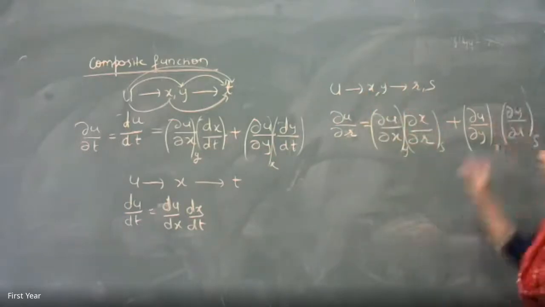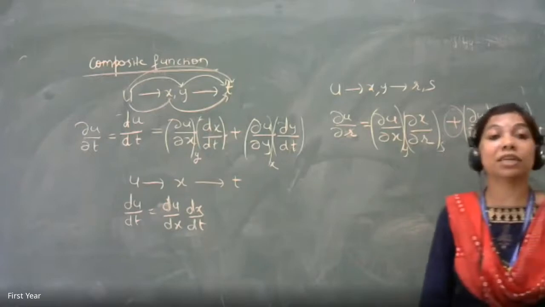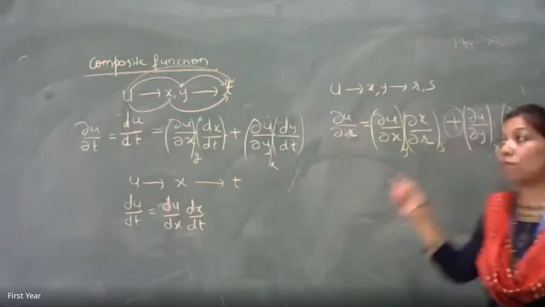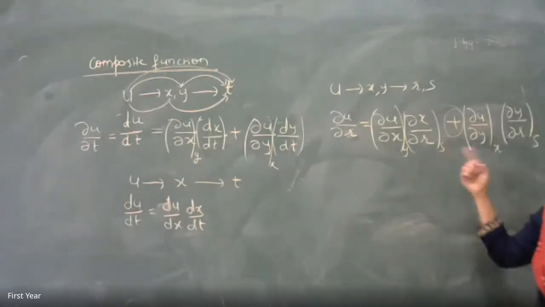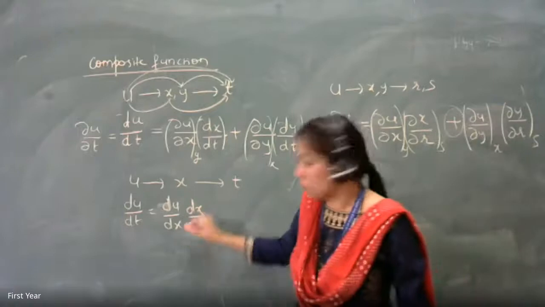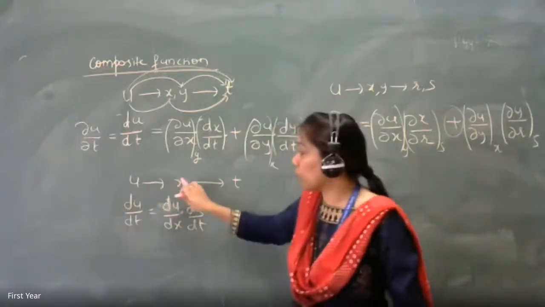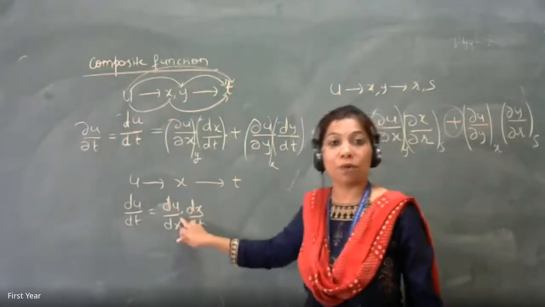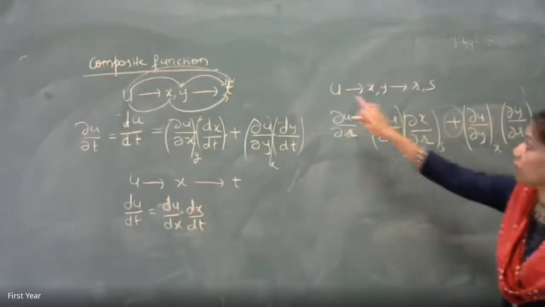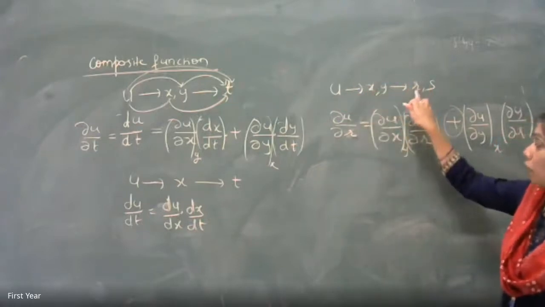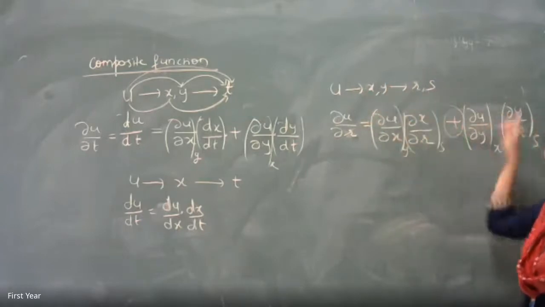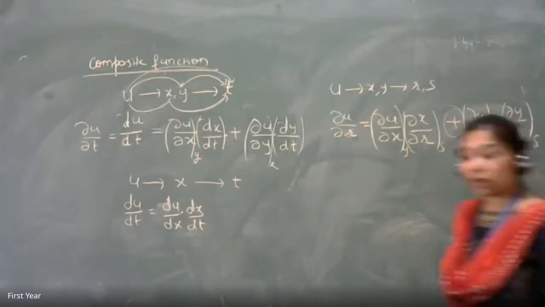OR is always represented by addition and AND is represented by multiplication. This you have done in your electronics GATE also. Whenever you have OR, it will be addition. If it is AND, it will be multiplication. Here it is what? AND. So I am writing multiplication. u with respect to x and x with respect to t, so a product. And here it is one product we have already done: u with respect to x and x with respect to r, so a product. Or u with respect to y and y with respect to r. So in the middle plus, again a product. Clear, everyone? Yes, ma'am.